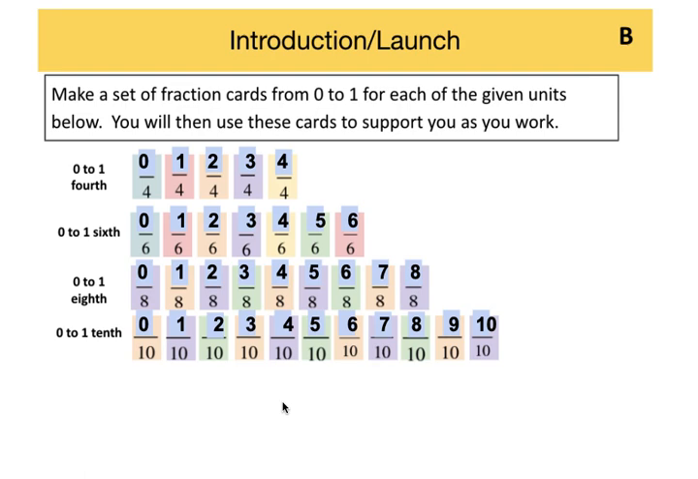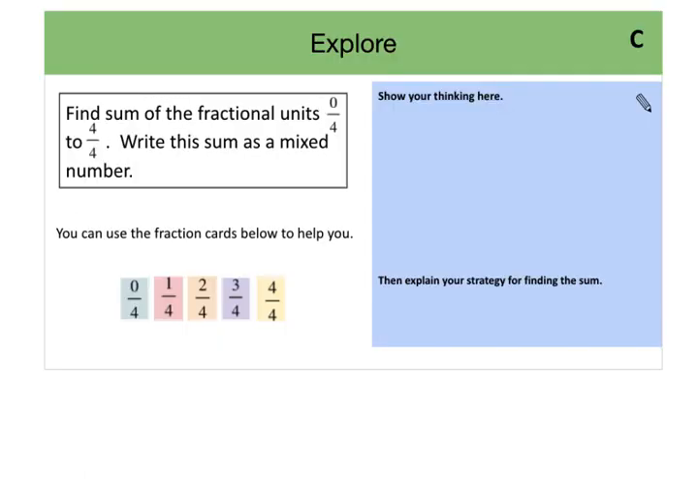All right, we're going to go ahead to slide C, and we're going to find the sum of the fractional units of 0 fourths to 4 fourths. You're going to write this sum as a mixed number. So we have to add up all the fractions to find the sum of the fractional parts of 0 fourths to 4 fourths. Pause and complete. When you're ready, press play.